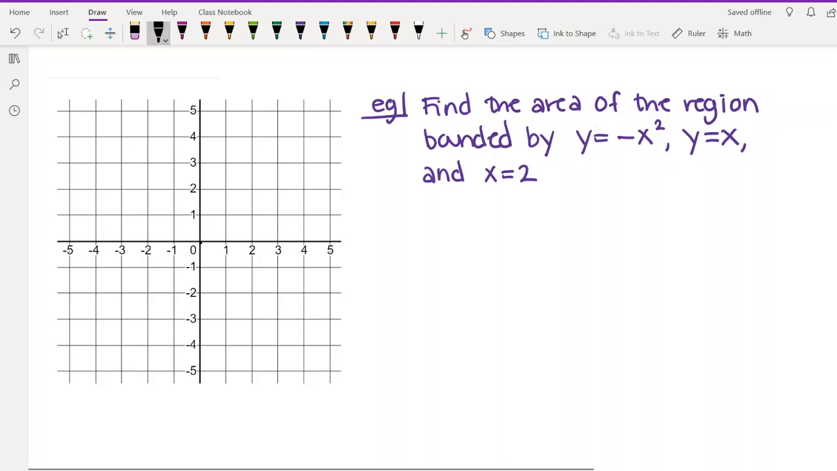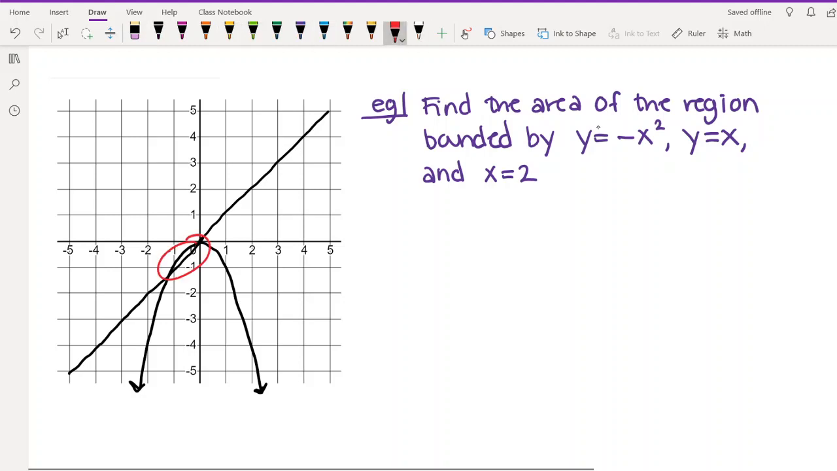So we have y is equal to negative x squared, so that's going to be an upside down parabola. So like that. And then y is equal to x. Well, that is a line with a slope of 1 through the origin. So like this. So you might notice that there is a little region that is right here, but that's not actually the region. So let me just circle it.